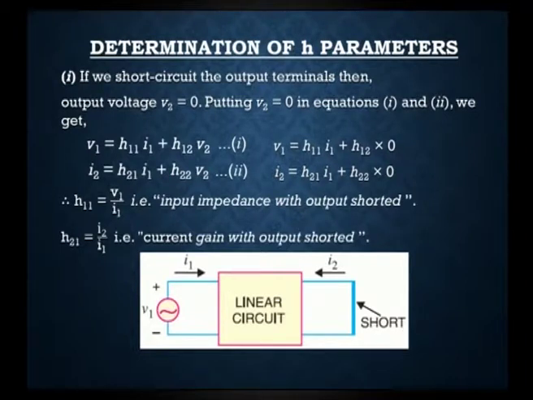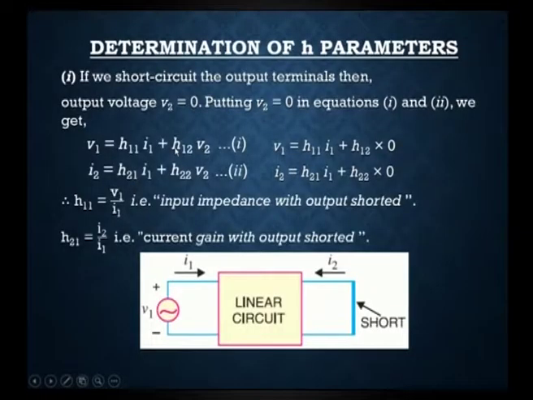One more thing we need to know, as I already said: one is measured in ohm and another is measured in mho. H11 and H22 are the two parameters which have dimensions. This one represents an impedance, that is why it is measured in ohm, and this one represents an admittance, that is why it has a dimension of mho. The other two parameters are dimensionless.